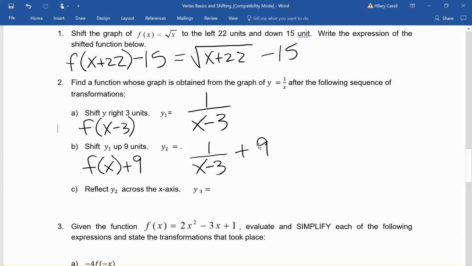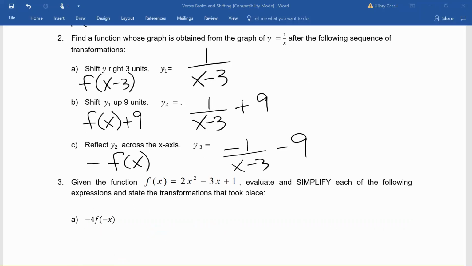The last thing we want to do is take this function that we just created and reflect it across the x-axis. To do that, we're going to take the opposite of our entire function. So taking the opposite of our first term is going to give us a negative 1 over x minus 3. And the opposite of our second term is going to be minus 9. So negative 1 over x minus 3 minus 9 is going to have all three of those shifts and reflections applied to it.